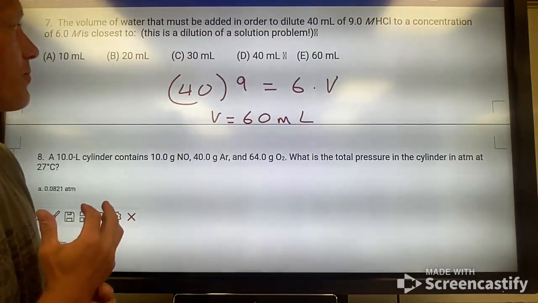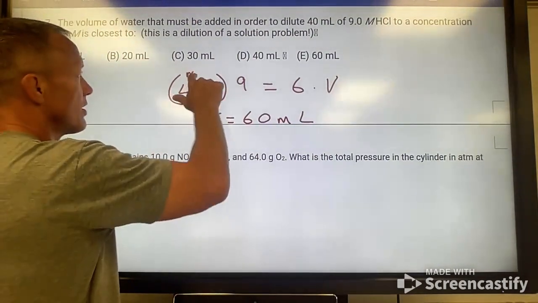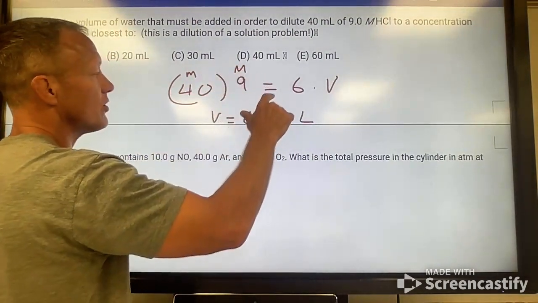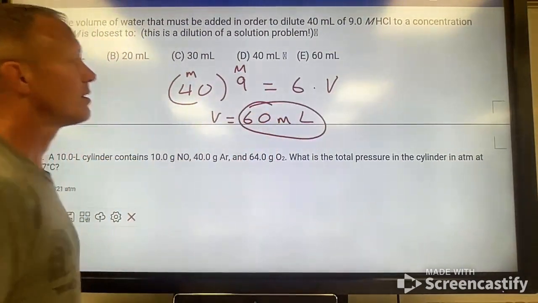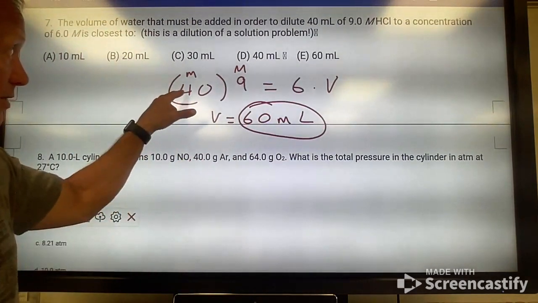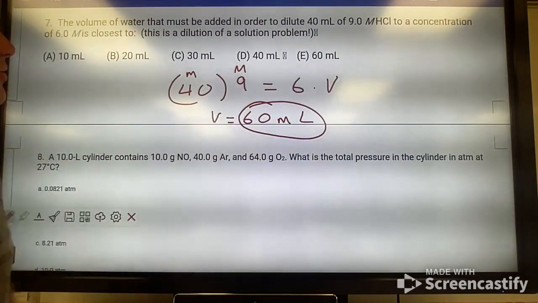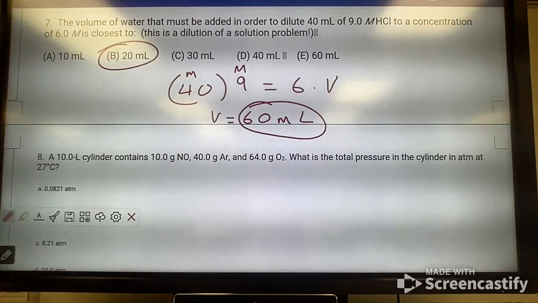Okay, so you can dilute 40 milliliters of 9 molar HCl to 60 milliliters of 6 molar. That means you had to add 20 milliliters of water into this solution. So if we add 20 milliliters of water, we'll make 60 milliliters of that. So you would actually have to add 20 milliliters of water to get there.